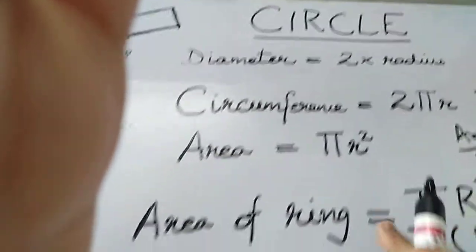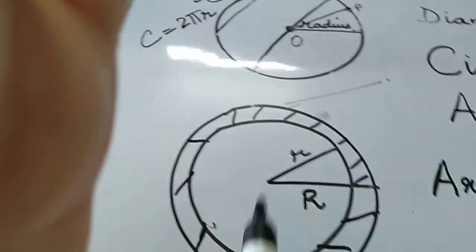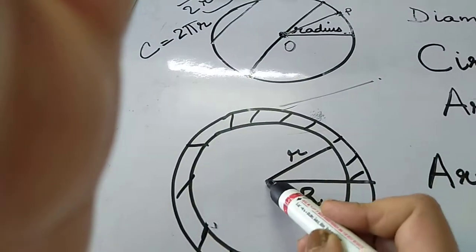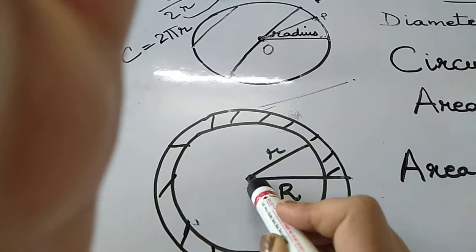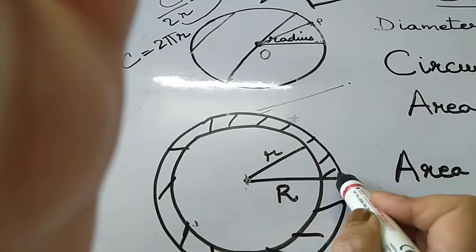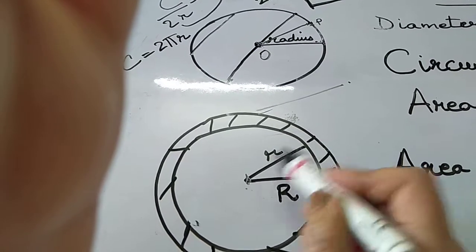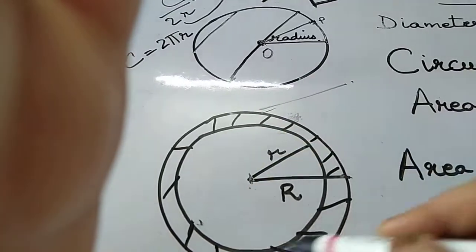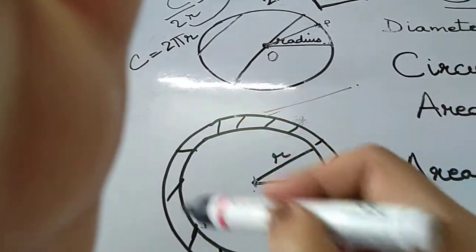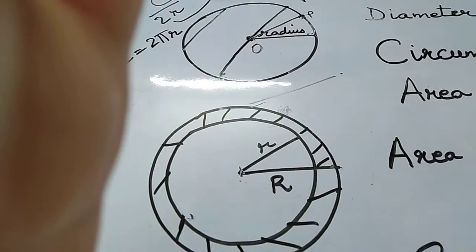Now you all have seen a ring, children. A ring has two concentric circles. What are concentric circles? Circles with the same center but different radii. One circle has radius capital R. The other circle has radius small r. Now how will you find the area of this ring? The ring is the shaded part, the area between the two circles. What will be the area of the outer circle?